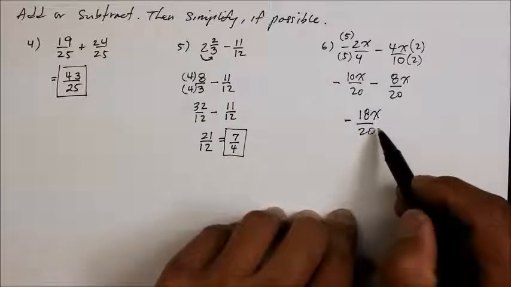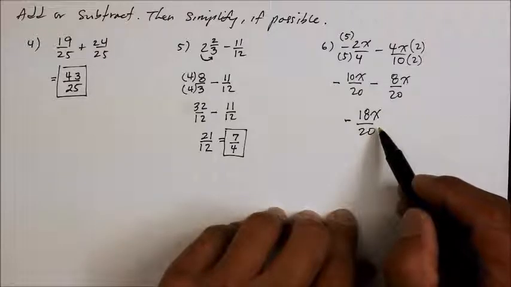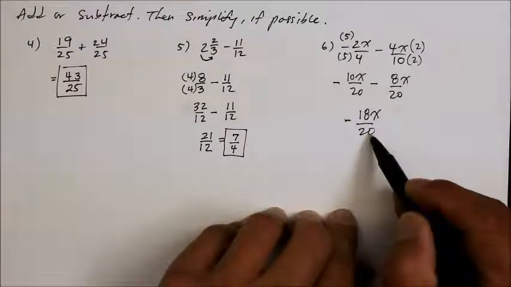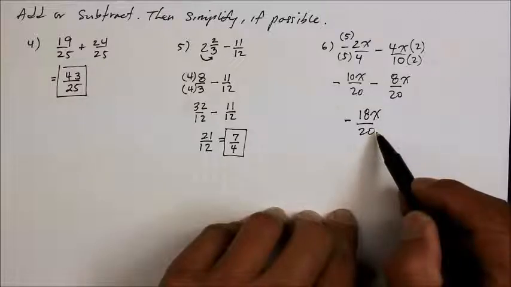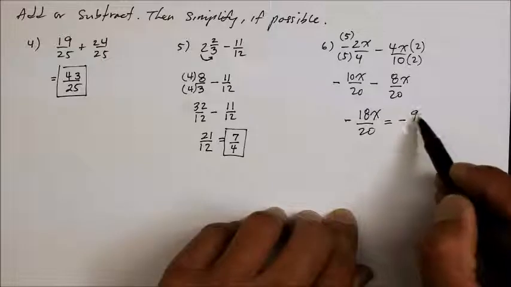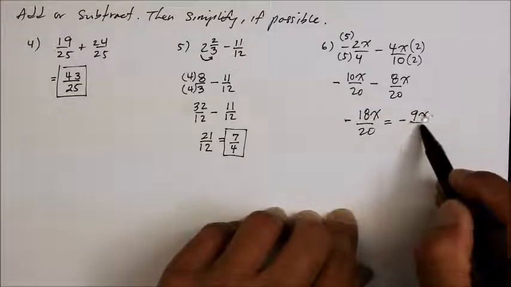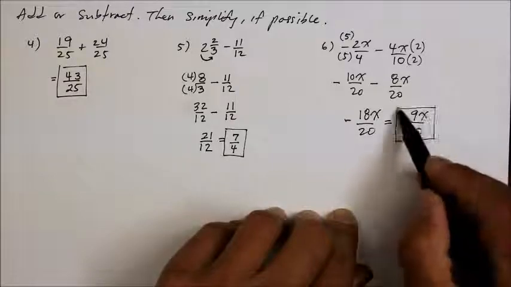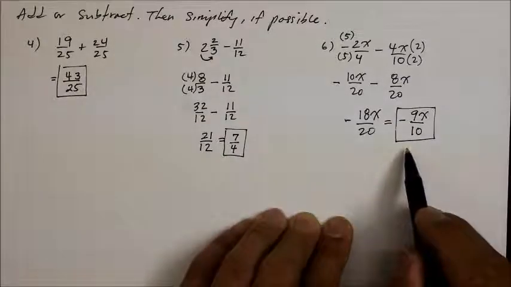You're not quite done yet. It looks ugly, but there is a common factor between 18 and 20 that is shared. They're both divisible by 2. 2 times 9x is 18x. 2 times 10 is 20. And that becomes the final answer. I hope I didn't confuse you. Good luck on your test.